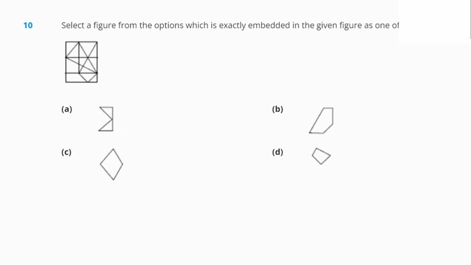Moving on to the next question. Select a figure from the options which is exactly embedded in the given figure as one of its parts. Taking the first figure, I can't find any place where I can put this. See, if we take a straight line here, it is not possible to make it here. If we take a straight line here, we can't make it here. If we take, no. So this won't be our answer.